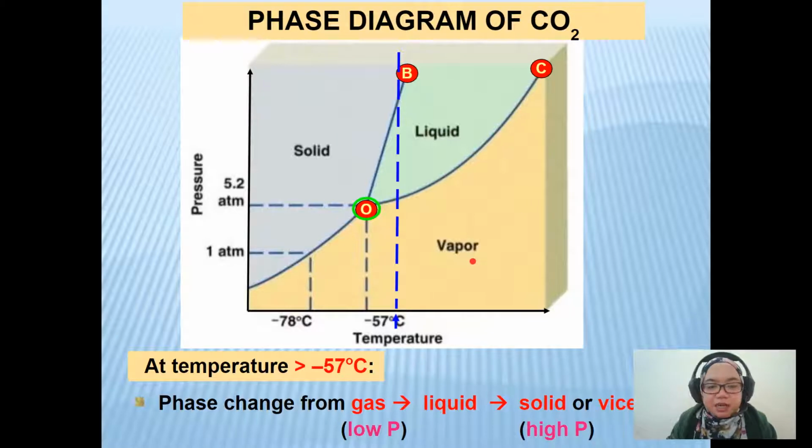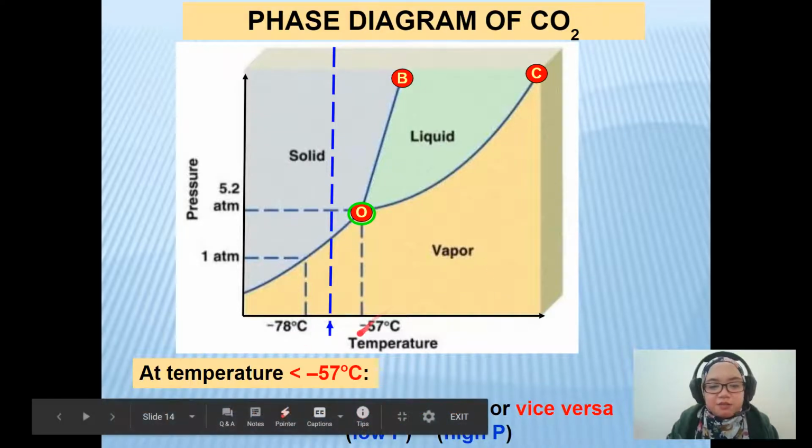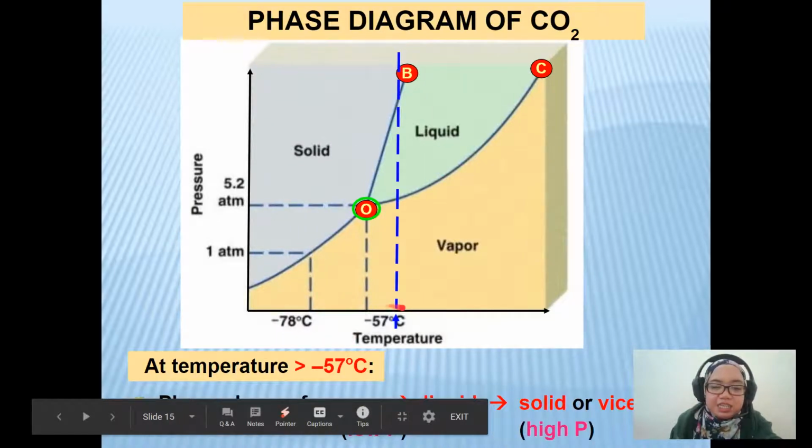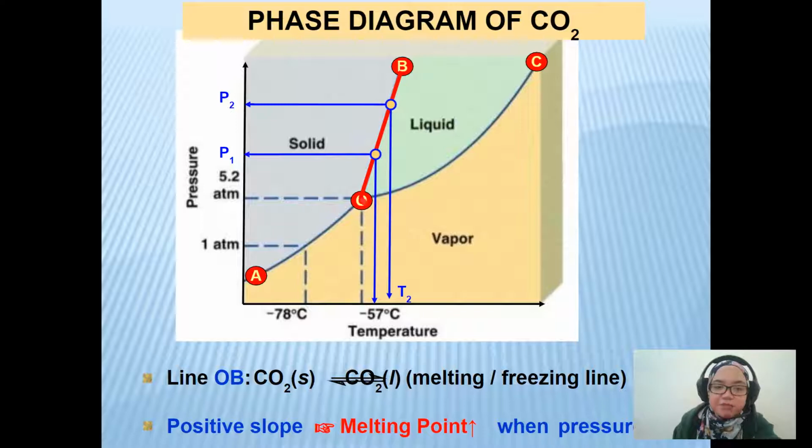Okay, so kalau dekat negative 57. Betul ke negatif? Oh, less than. Okay, Miss tak perasan. Patutlah pelik. At temperature less than negative 57. So, kalau at temperature larger than negative 57, the gas phase will change into liquid first, then change into solid phase. Sama juga, from low pressure to high pressure, dia boleh ada phase change from gas to liquid to solid. Okay, so now here, kita pergi ke line OB.